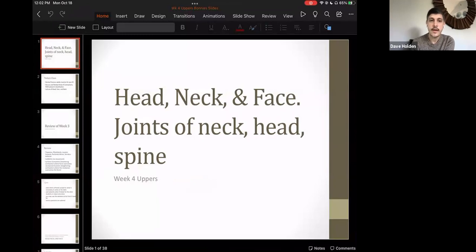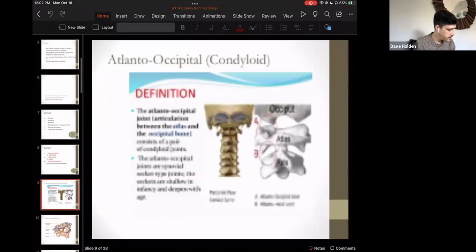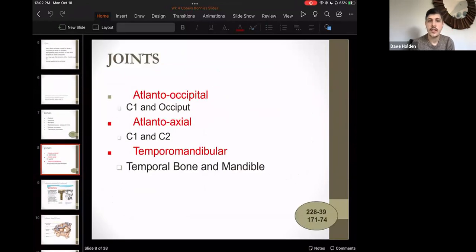All right, folks. So today we are going to cover muscles of the head, neck, and face, as well as joints of the spine. So why don't we start there? The main joints that we're going to be looking at are the atlanto-occipital, the atlanto-axial, and the temporomandibular.